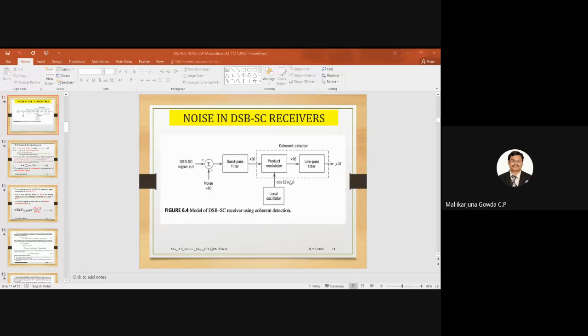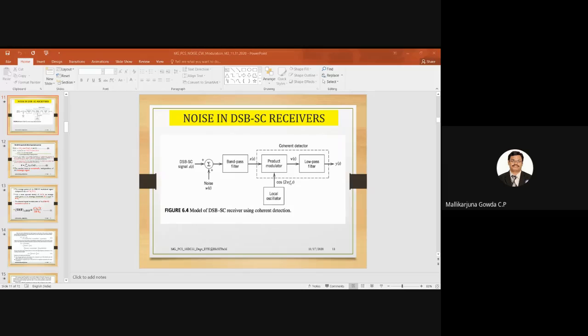Then what about Tipana? Can you define what is output SNR? Average power of modulated signal by average power of noise at the output, sir. No. At the output, how will you get modulated signal again? At the output of the detector, you will get the demodulated signal, no? Yes, sir. So it is the average power of the demodulated signal to the average power of the noise. That is the filtered noise, right?